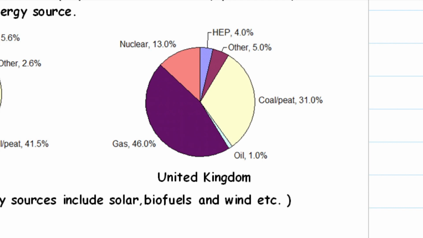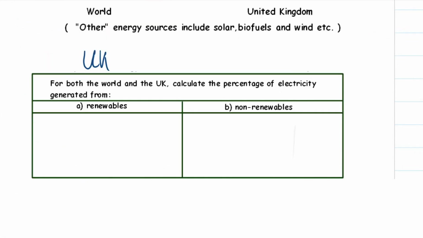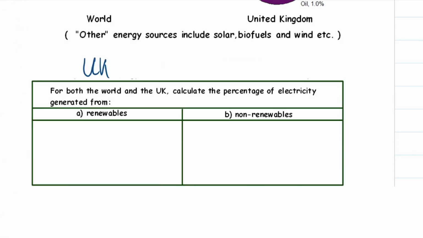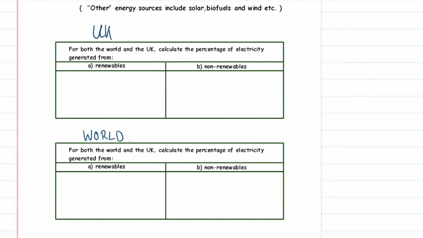So you can see here 31%. At the point at which this booklet was written, 31% from coal and peat. I think that's now a lot less, but you can look that up on the internet. So what you've got to do, you've got 2 tables, top one for the UK, bottom one for the world.